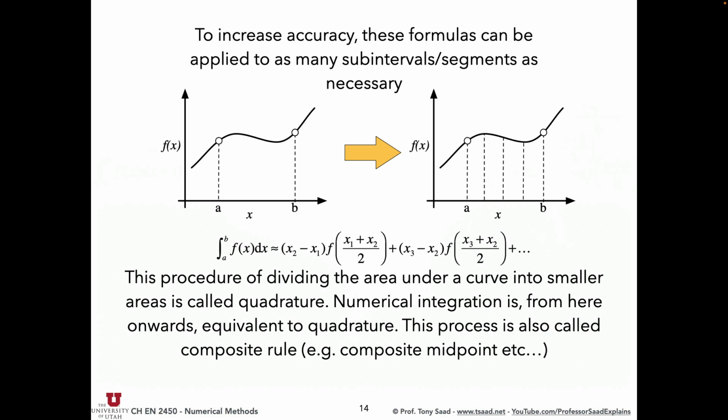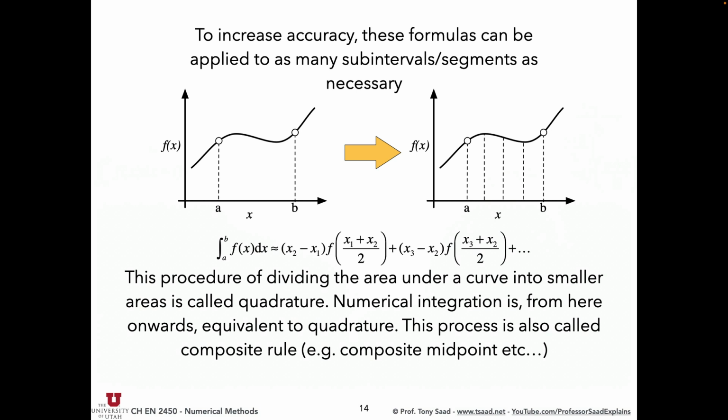So to increase the accuracy, we can take that interval and subdivide it into smaller intervals. We're going to use linspace to do that, and then immediately we increase accuracy. This procedure of dividing the area under the curve into smaller areas is called quadrature.